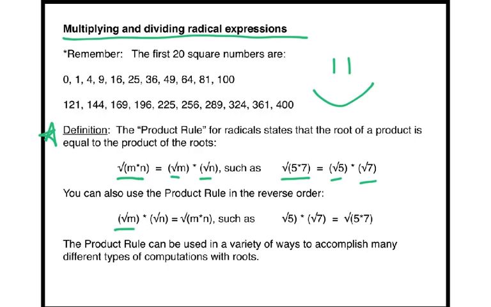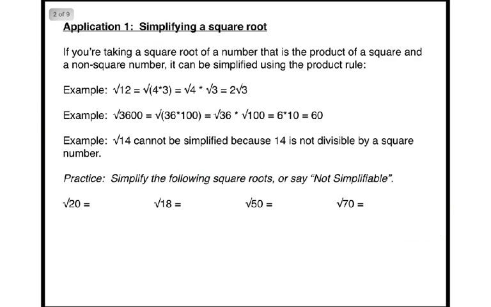The square root of m times the square root of n is actually equal to the square root of m times n. For instance, the square root of 5 times the square root of 7 is equal to the square root of 5 times 7, which is actually equal to the square root of 35. So, you can multiply a root times a root to equal another root. The product rule can be used in a large variety of ways to accomplish many different types of computations with roots. Let's take a look.